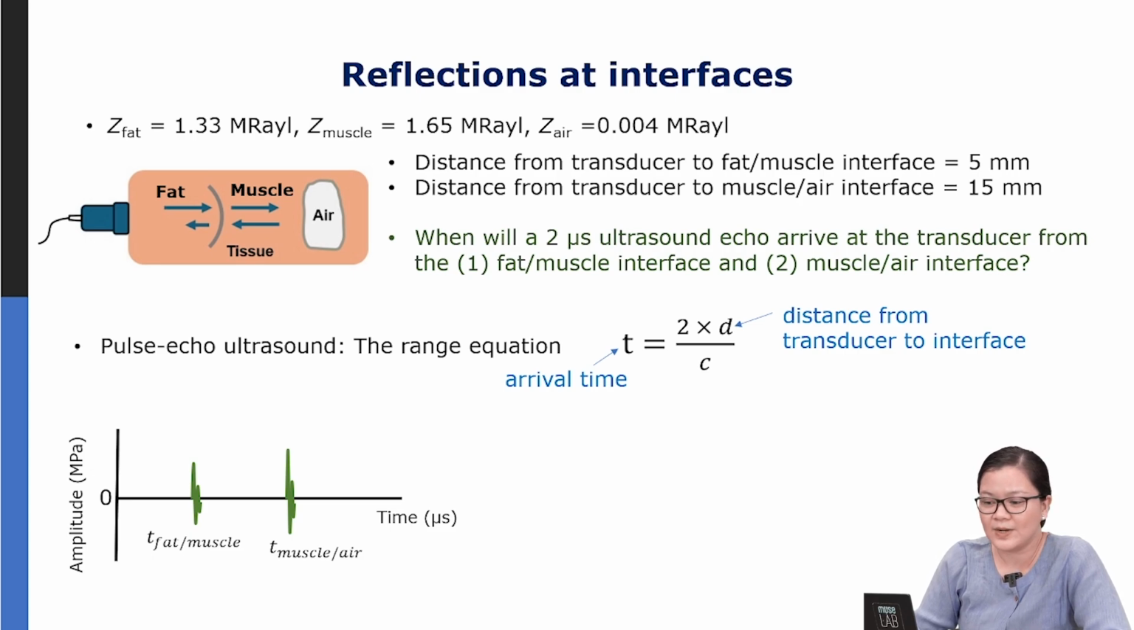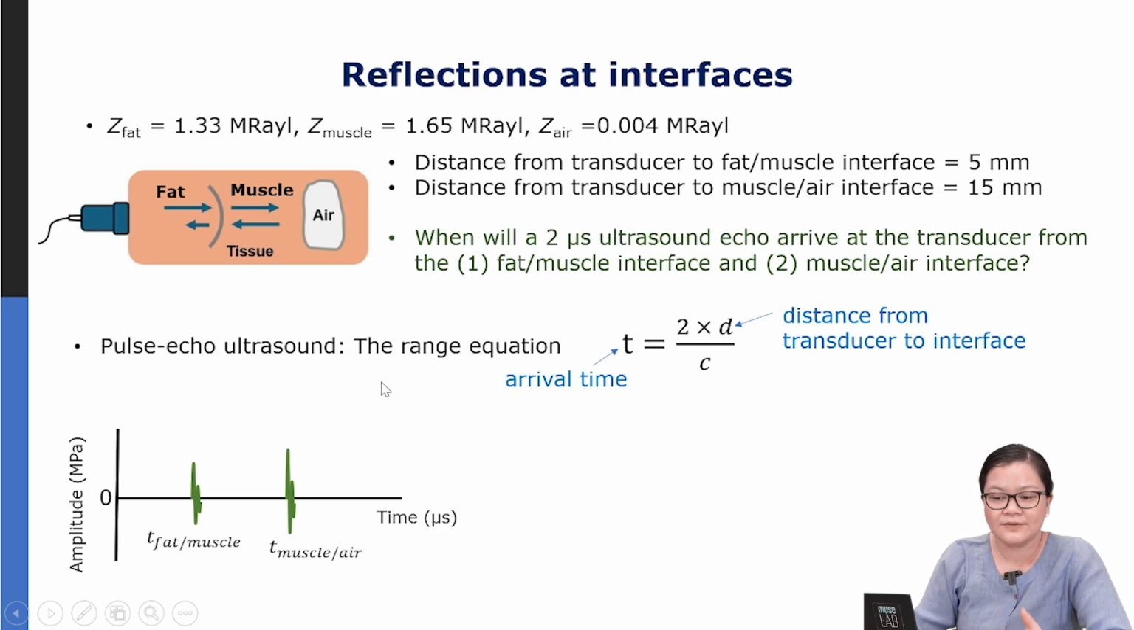Now we introduce the range equation, where the arrival time t equals 2 times the distance from the transducer to the interface, divided by the longitudinal sound speed inside that particular tissue. The factor of 2 is there because of pulse echo. In a previous lecture, we talked about the space and time relationship of a signal propagating through. But here, since the ultrasound signal is sent and received back, it has to travel twice the distance, hence this factor of 2.